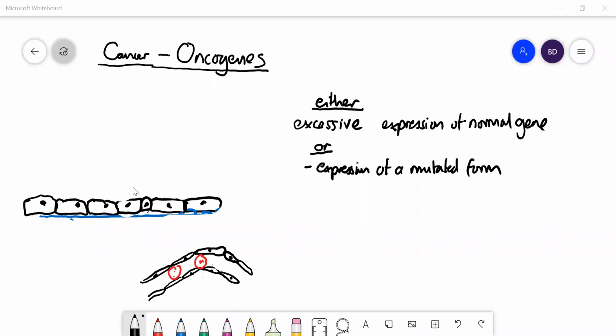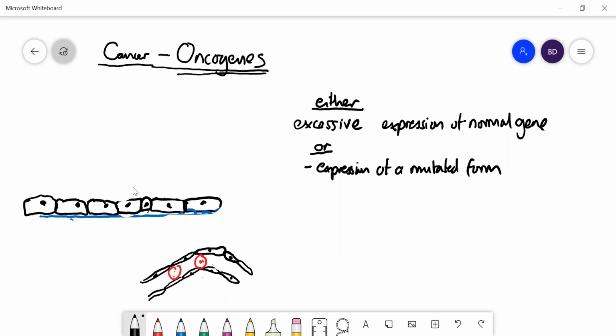Okay, we're going to talk about another class of genes which are involved in cancer. This time it's the oncogenes. We've talked before about the tumor suppressor genes. Now, when the tumor suppressor genes stop working and become non-functional, that's when tumors tend to arise. The oncogenes are almost the exact opposite of this.